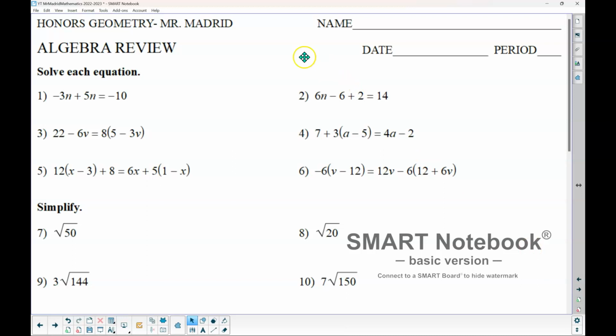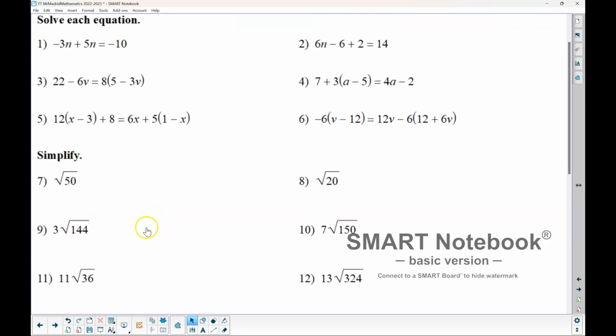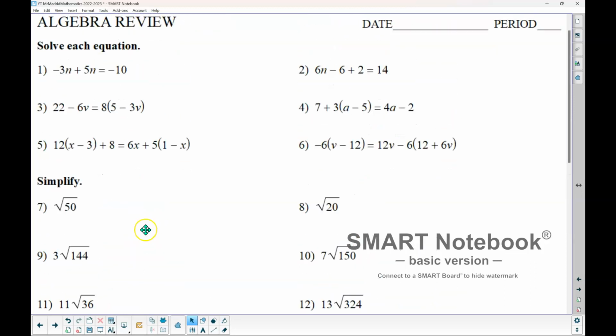Alright, so as far as the title, it's Algebra Review, okay, in your notebooks. As far as the objective, there's a couple, but one of them is solve equations, and the other one is simplify radicals, okay? Alright, so there's really five types of problems, so let's go ahead and do one of each, okay? Alright, so let me get some ink, and we're ready to go.